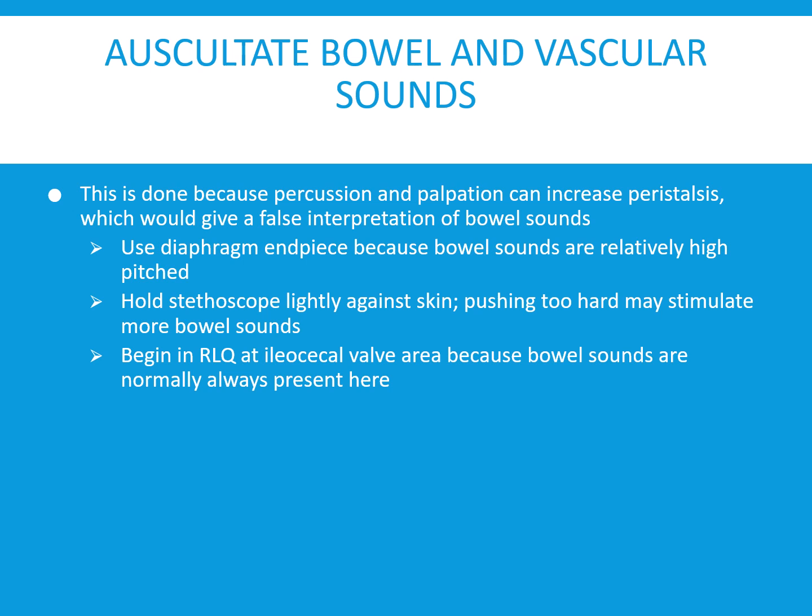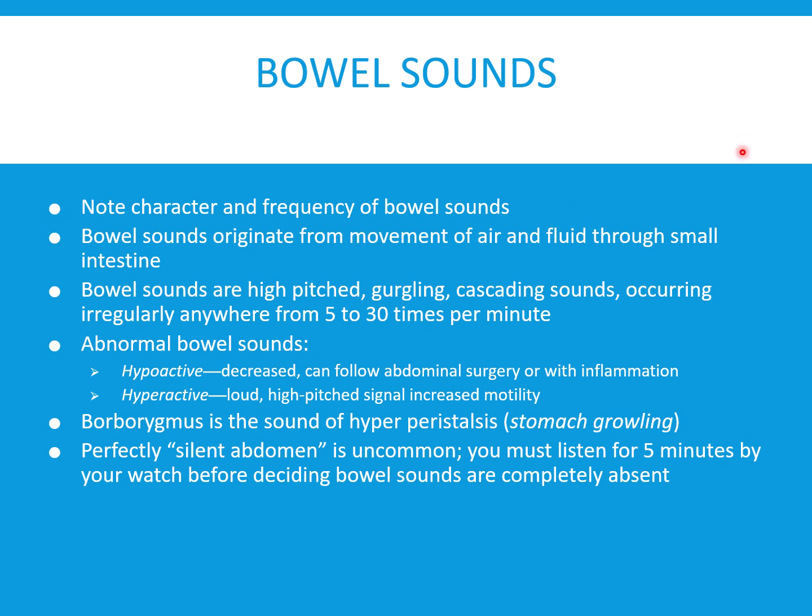Hold it lightly against the skin and then start in the right lower quadrant and work your way up in a clockwise fashion. We start in the right lower quadrant because that's where the ileocecal valve is in the cecum, and we usually always would get bowel sounds there. So you want to listen to the frequency of the bowel sounds here, how they sound, gurgling, cascading. Having them anywhere from 5 to 30 is completely normal. That would be active bowel sounds.